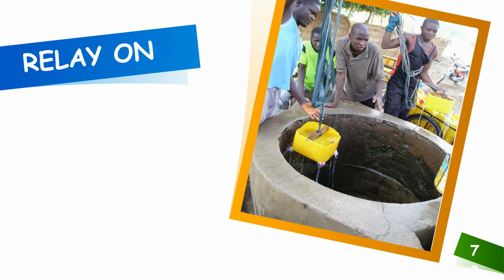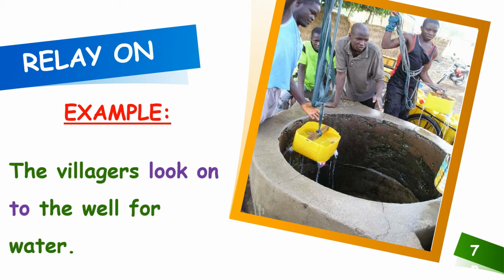The seventh homonym of the word look is rely on. Let's skim through the example. The villagers look on to the well for water. Here, you can understand that the villagers are dependent, that is, they rely on the well for water.